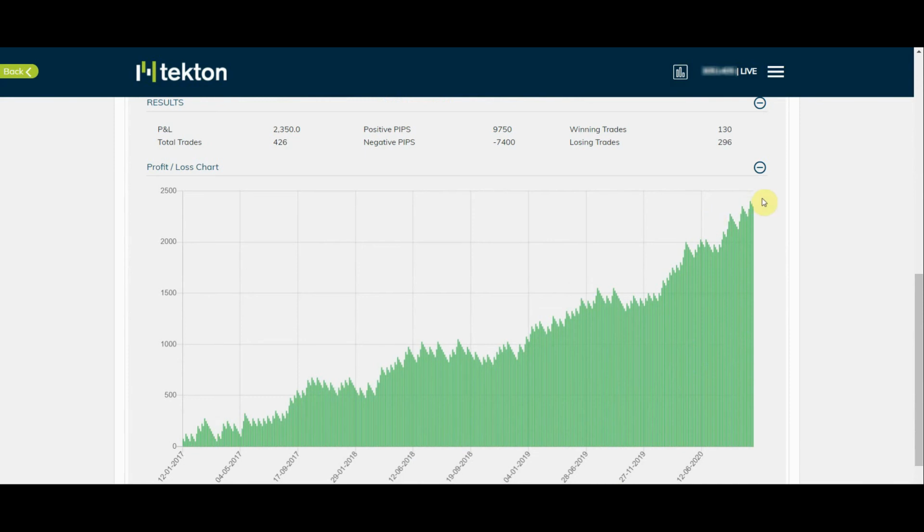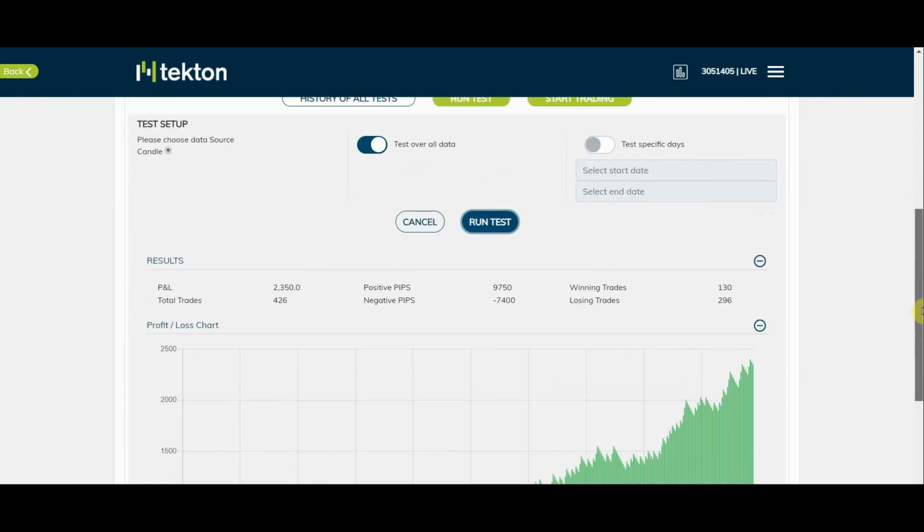Makes money, generally speaking. 2,500 pips almost in the time period. I like the look.